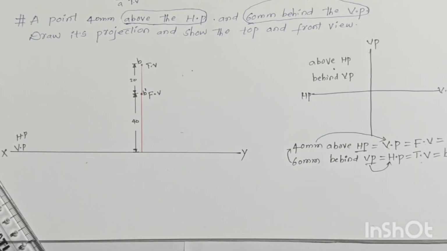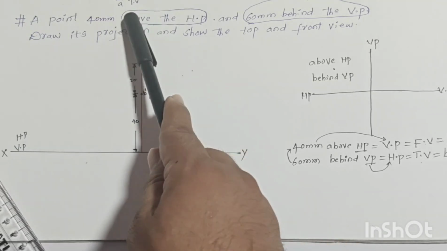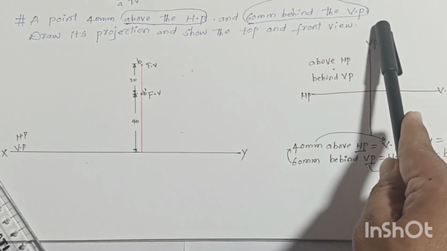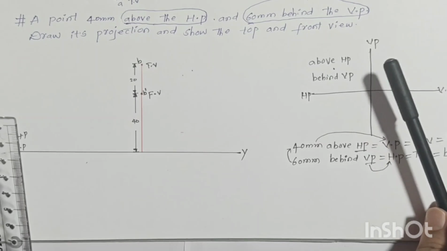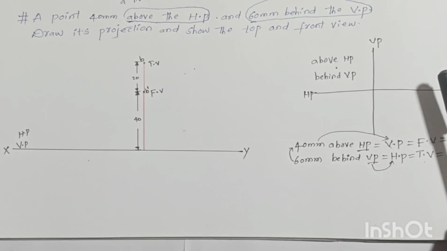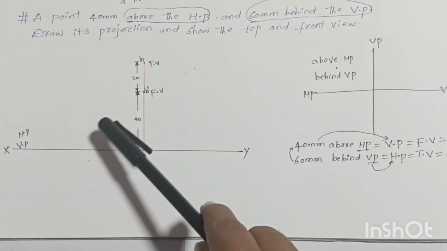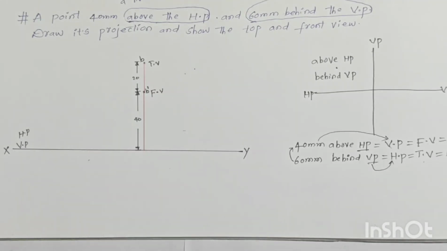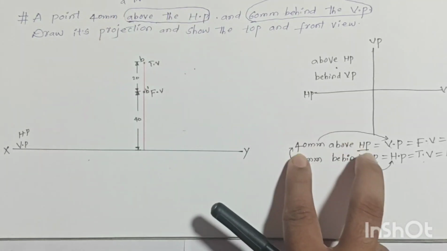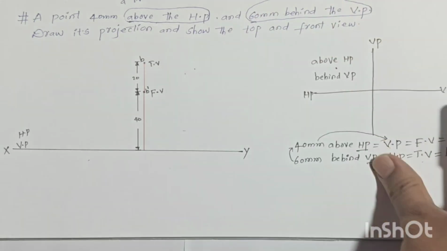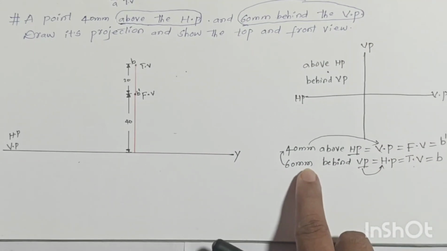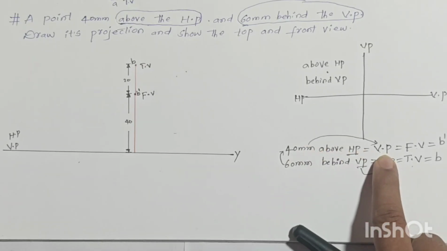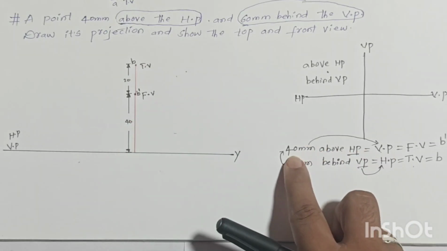Clear? Let us see how to identify the question. This question is based on which problem? 40 mm above the HP and 60 mm behind. Above and behind, it lies in the second quadrant. In the second quadrant formula, we know that HP and VP both are above the reference line. Same thing we have to write here: 40 mm above the HP, 60 mm behind the VP. Clear? Then 40 mm rests on the VP.